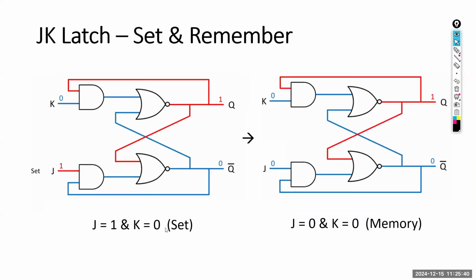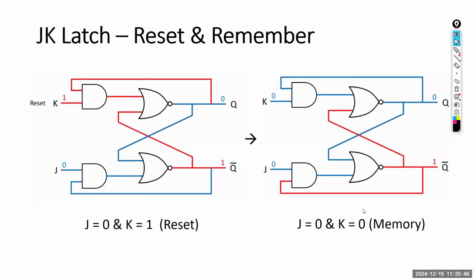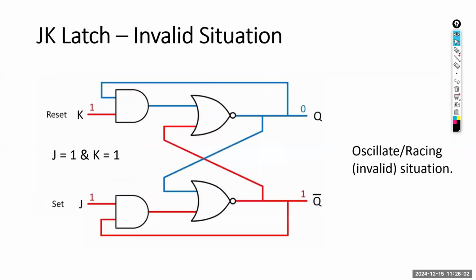So this is set and remember. Okay. That is just for your information. Don't worry too much about that. And similarly, you can reset and remember. So remember, J is like S, K is like R. So reset and remember. Okay. So this is also sort of an invalid situation, but that invalid situation is a slightly different scenario because it's invert. If it is 0, it becomes 1. If it is 1, it becomes 0.